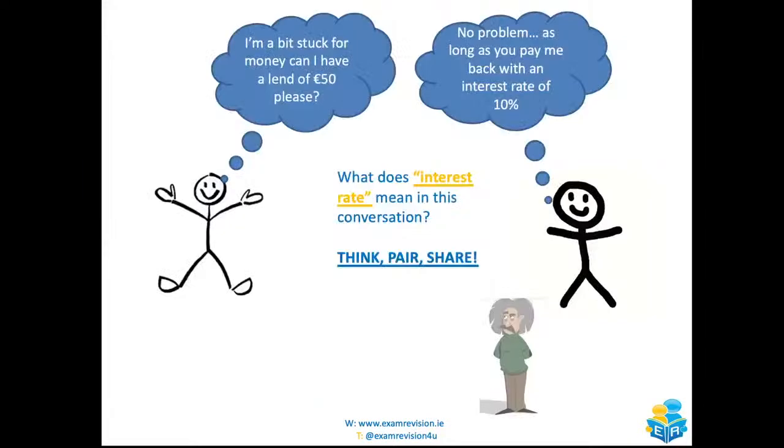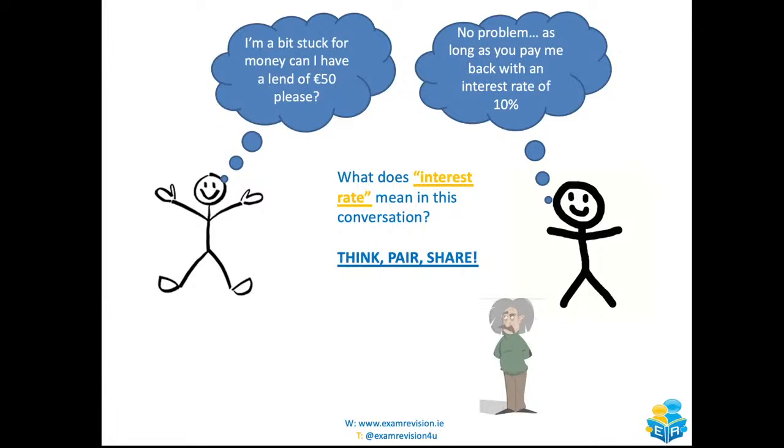Okay, so we're finished with that economic indicator now, and we are moving on to our next one. Just as an introduction into that, we can see we have a little conversation here between two people. The first person is saying that they're a little bit stuck for money and is looking for a lend of €50. And the second person is saying that's no problem as long as you pay me back with an interest rate of 10%.